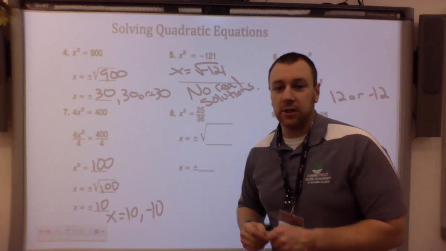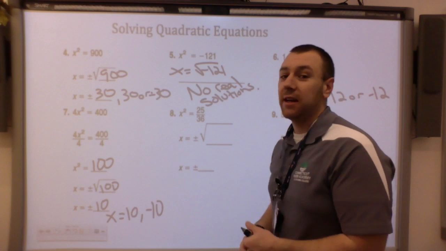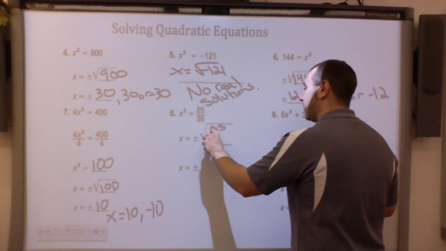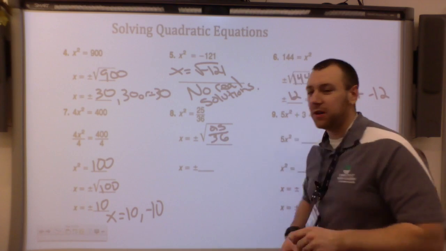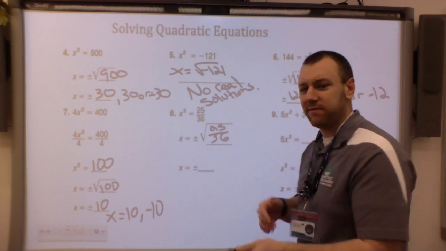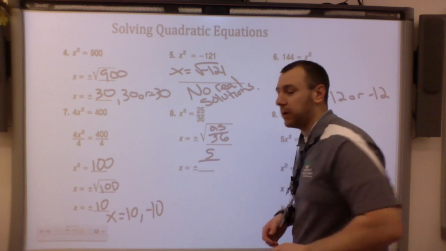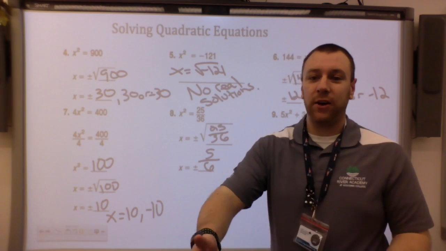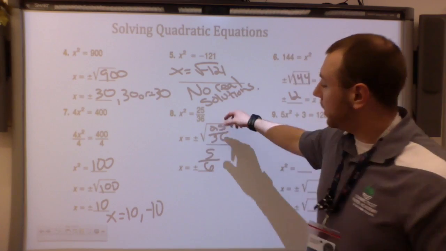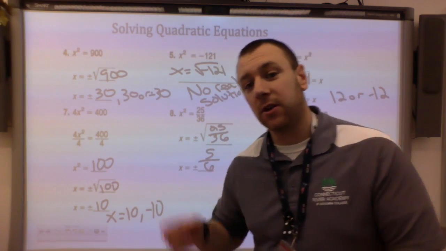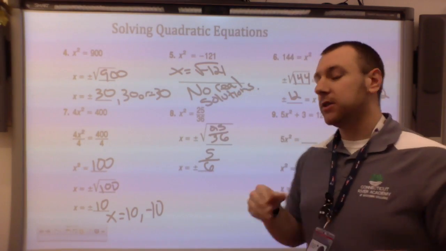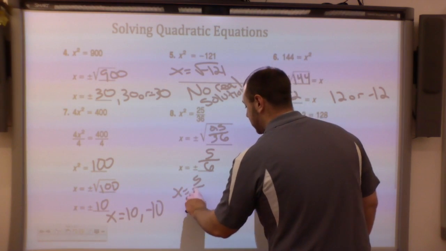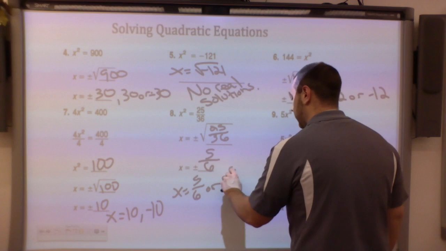You might look at this and you go, fractions. Okay, that's actually the easy part. Square root of 25 over 36. Well, do you guys know the square root of 25? Yeah, it's 5. Do you know the square root of 36? Yeah, it's 6. So you leave it as a fraction. When you're square rooting or squaring a fraction, all you do is treat them separately. So you leave it as this. So x is actually 5/6 or negative 5/6.